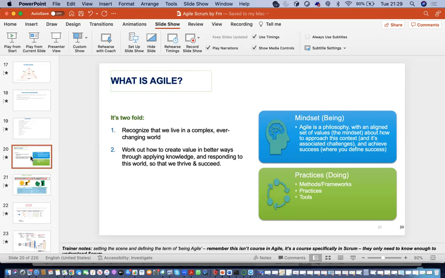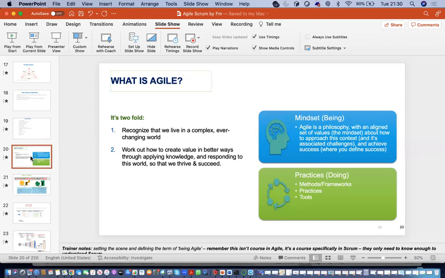And that's why we say it has an aligned set of values about how to approach the contexts and the associated challenges with things that we're doing and how we can achieve success with it. That's the mindset. We're flexible. We're thinking out of the box. There are sets of values guiding that. But there is also the doing part of Agile.